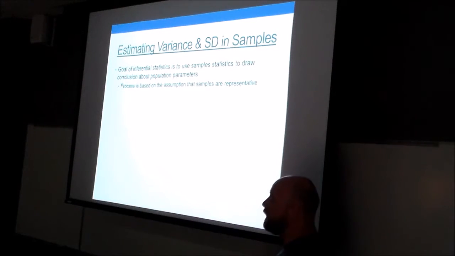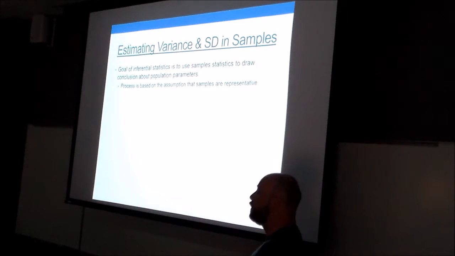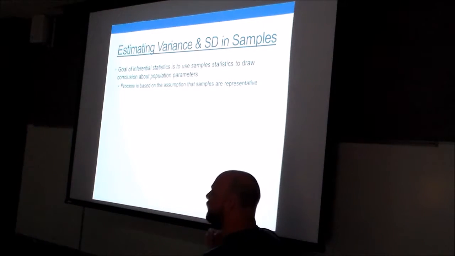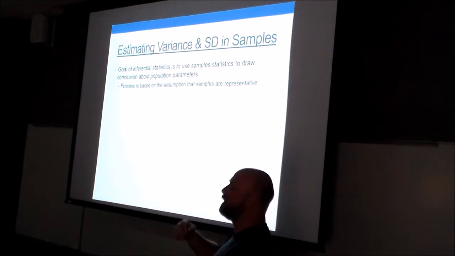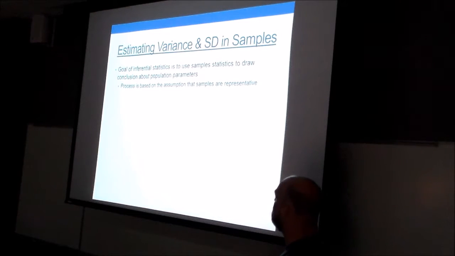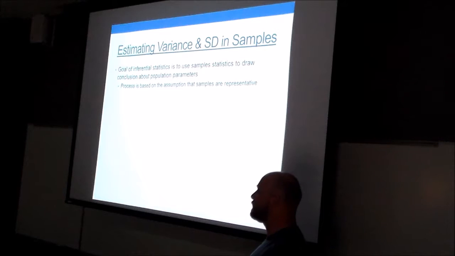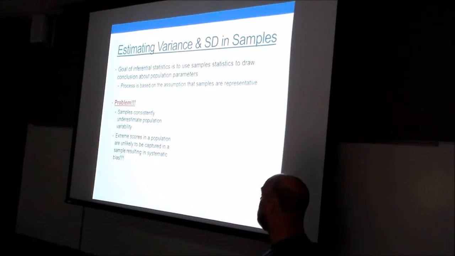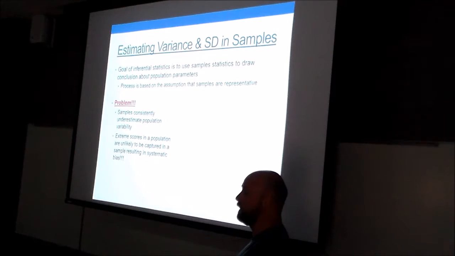Again, if we're thinking about the goal of our inferential statistics, what we're always trying to do is draw some inference about a population from some sample that we've pulled out. This process is based on the assumption that our samples and the statistics we pulled from them are representative of the actual population. The problem is that samples consistently underestimate population variability, right?